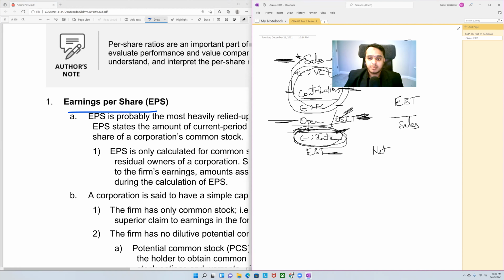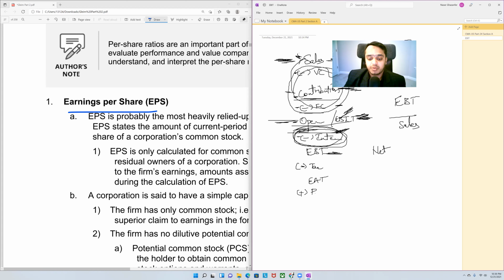Sales minus variable cost has given you contribution, minus fixed cost has given you operating profit, minus interest has given you earnings before tax. Now after this earnings before tax, you will remove what? Your tax amount. You'll have earnings after tax. And now once you have your earnings after tax, what you'll do is nothing but you will remove what?